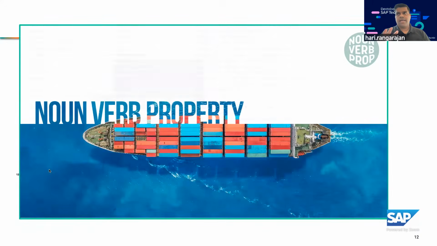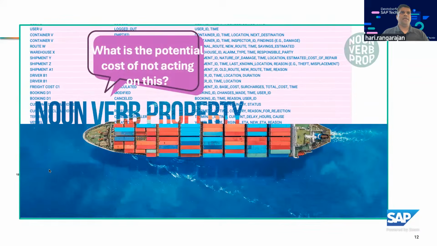So in a logistics or shipping domain, you could have something like a container, right? It's emptied. So container 5 or container 6 is emptied. And the properties which define this event, the container empty event, are container ID, time, location, the next destination of that container. Or you could have a booking ID, or a booking D1, which has been modified or canceled.